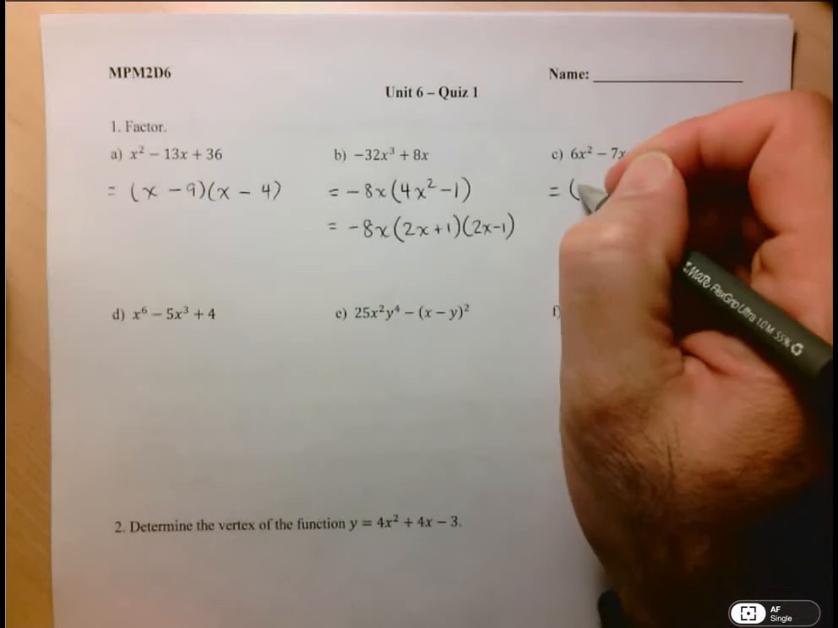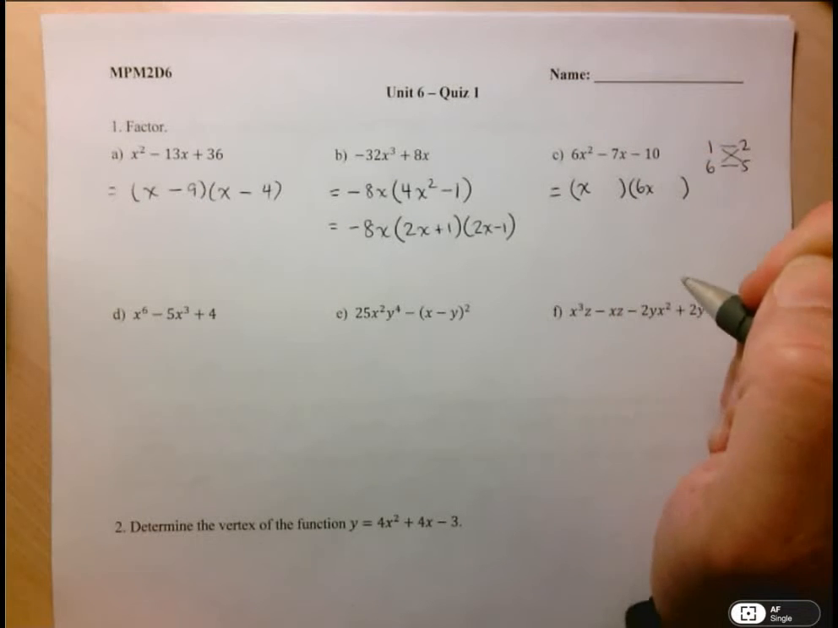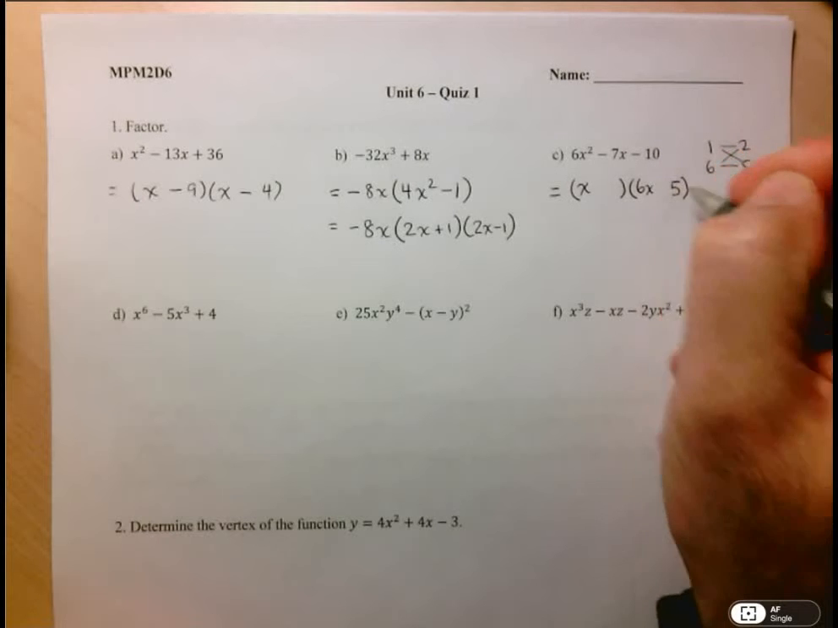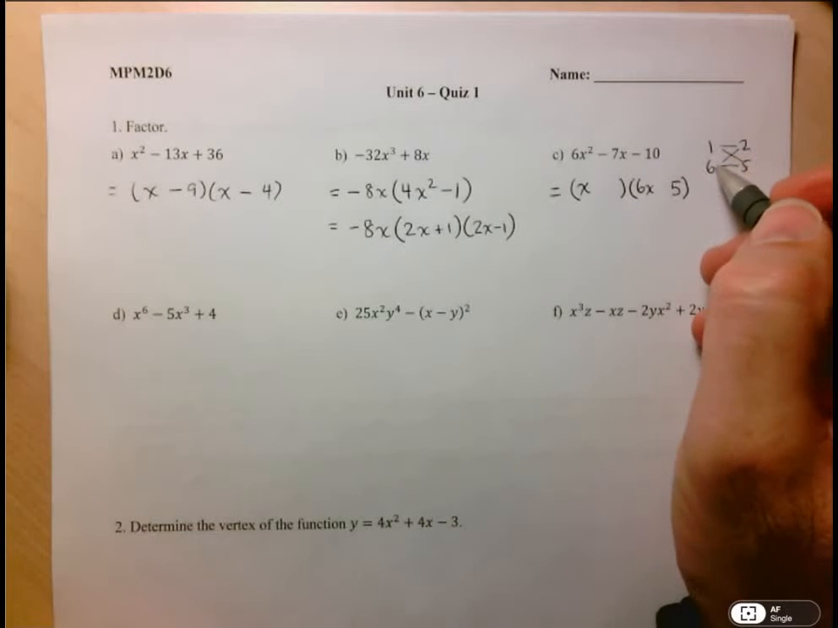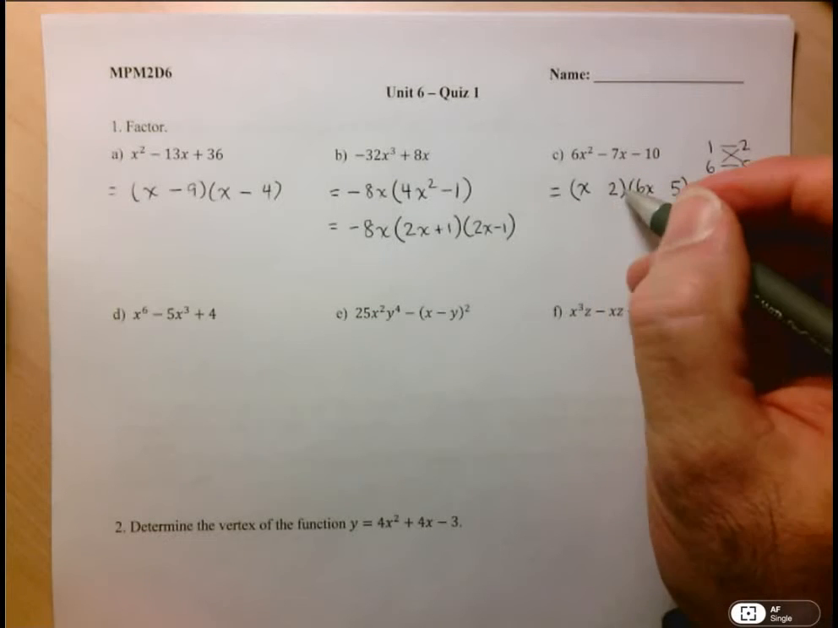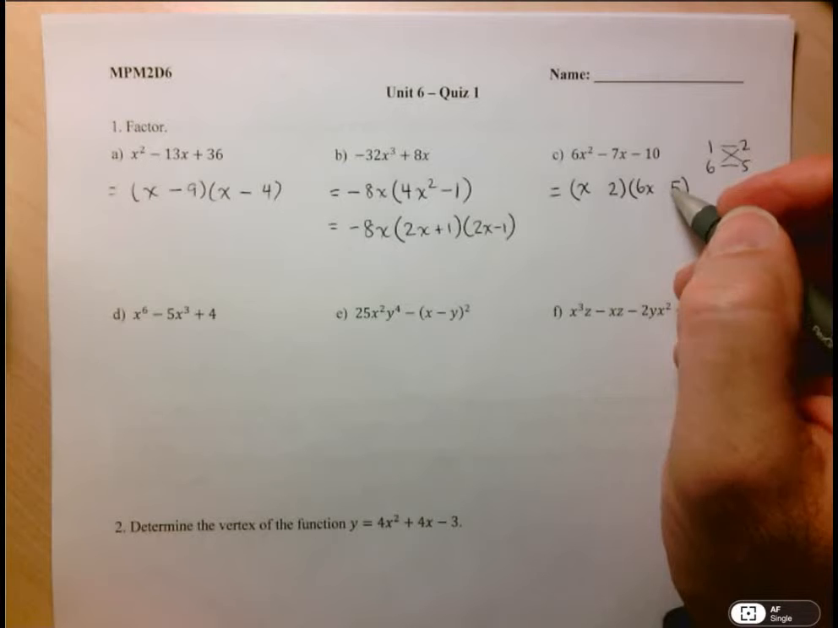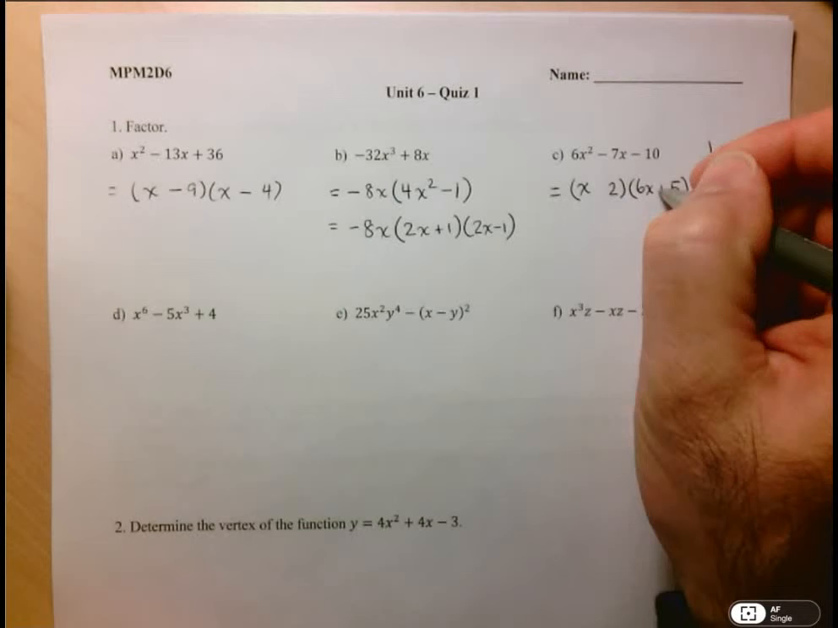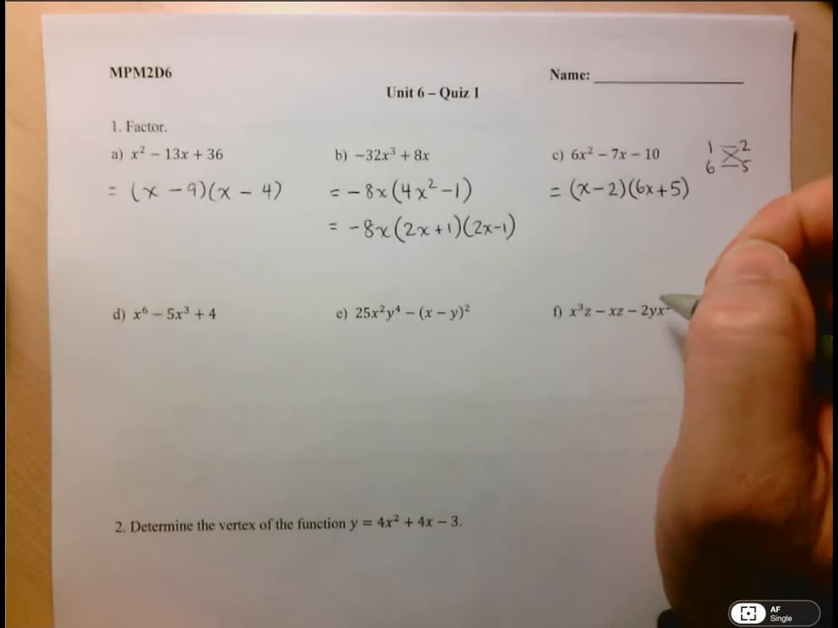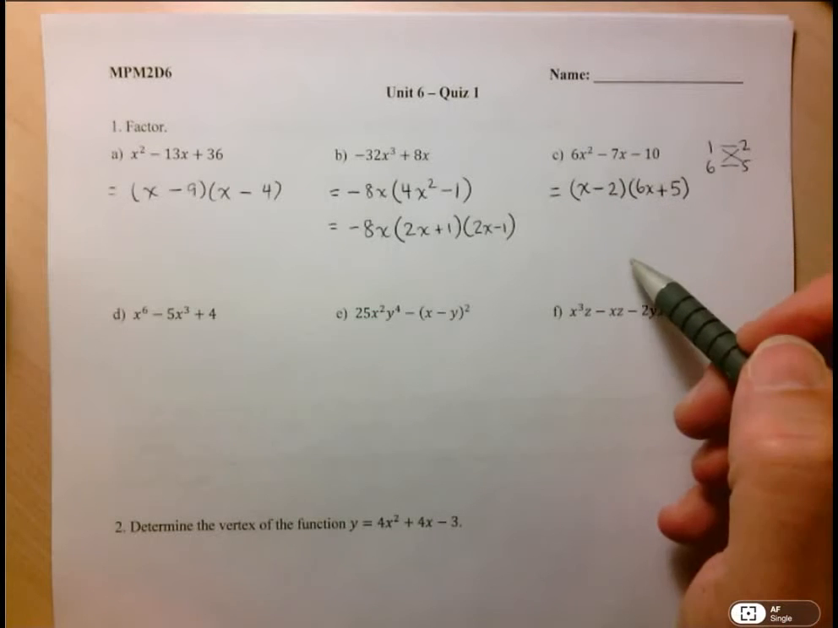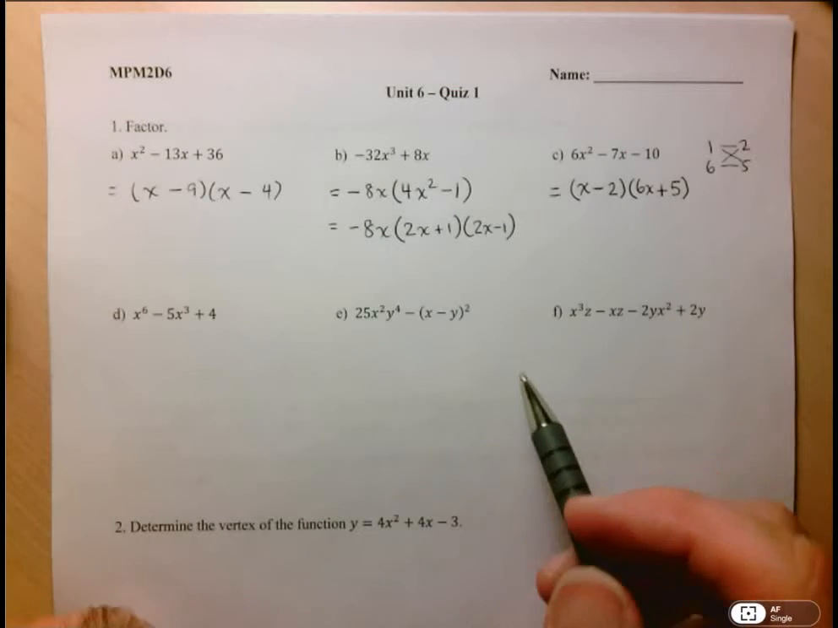So here I'm going to have x and 6x. Okay, and here I need to multiply the x, the 1, by 5, so the 5 will go in that position. And then here I need to multiply the 6x by 2, so the 2 will go into that position. So I've got 5x and 12x. And so here I'm going to need, since it has to add up to negative 7, positive 5 and negative 12. Okay, so let's just do a quick check. 6x squared, 5x minus 12x is negative 7x, and negative 2 times 5 is negative 10. Okay, so let's move on to this one here.